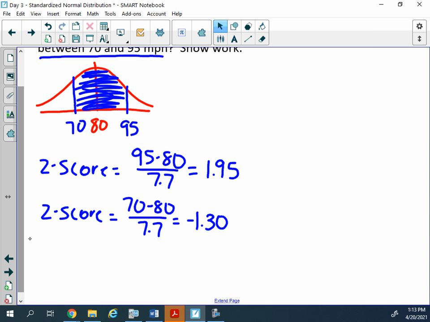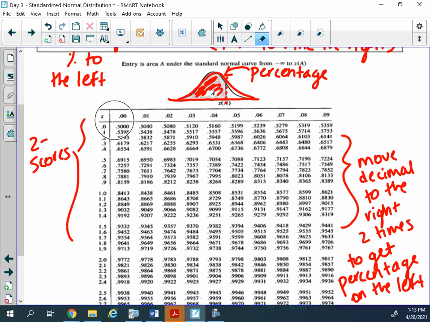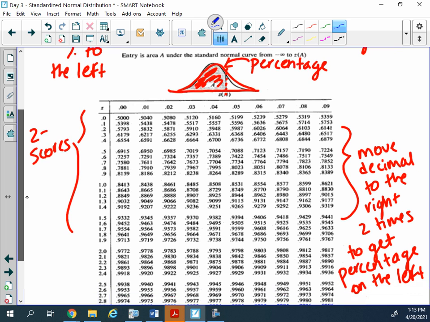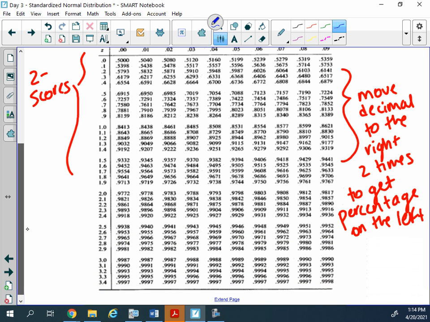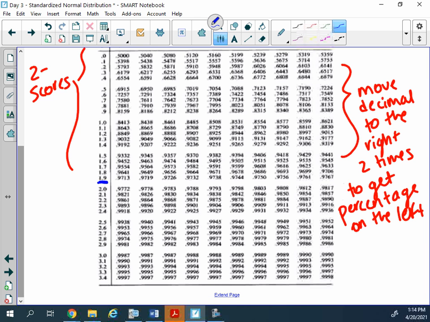Okay, now let's find basically our areas to the left. So we're going to find the area that represents the 1.95 z-score. And remember, this all represents our left. So going to our table, I go to 1.95, and then I need to go over the 0.05. So I have 1.9, and then I have 0.00, then 1, 2, 3, 4. Here's my 5. Okay, so I'm at 0.9744. So that's the area to the left there.